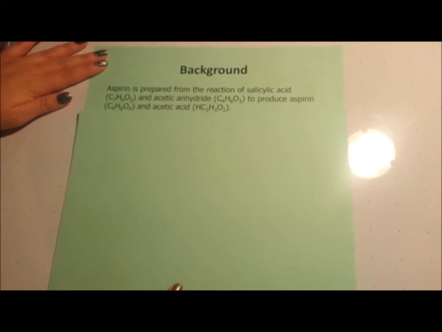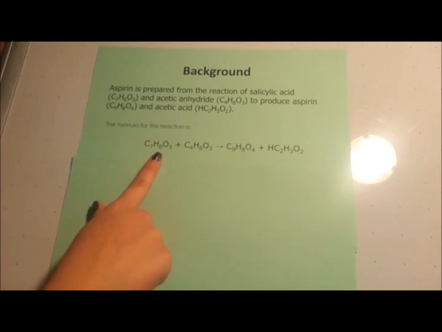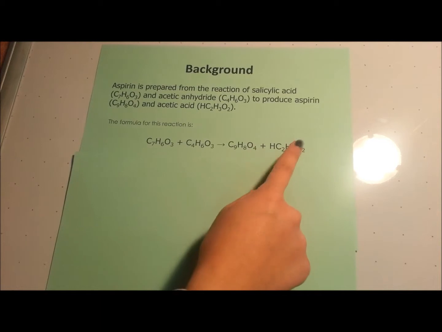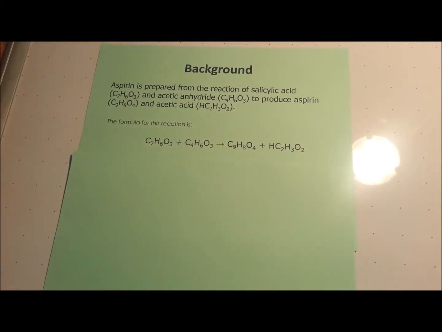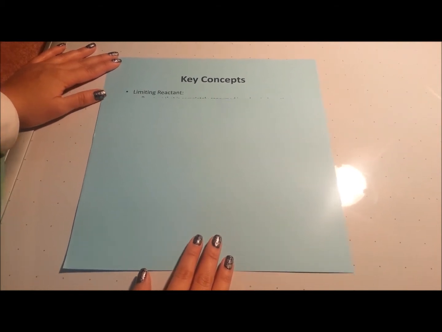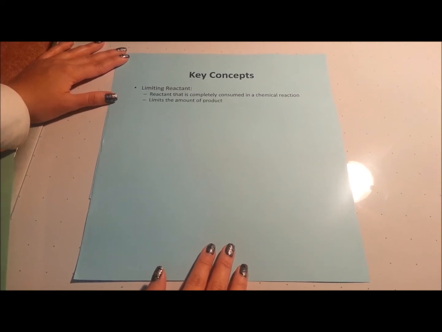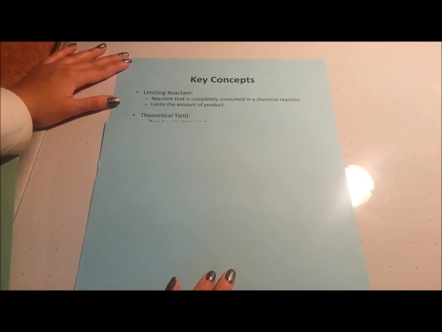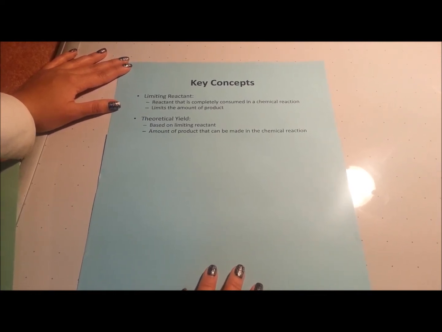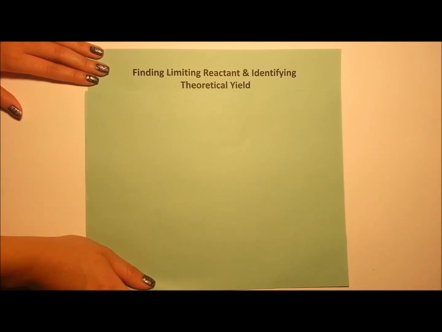In this problem, aspirin is prepared from the reaction of salicylic acid and acetic anhydride to produce aspirin and acetic acid. Some key concepts to remember before solving the problem. Limiting reactant is a reactant that is completely consumed in a chemical reaction and it limits the amount of product. And theoretical yield is based on the limiting reactant and it's the amount of product that can be made in the chemical reaction. So now we're going to find the limiting reactant and identify the theoretical yield.